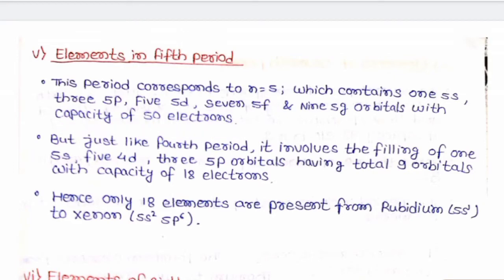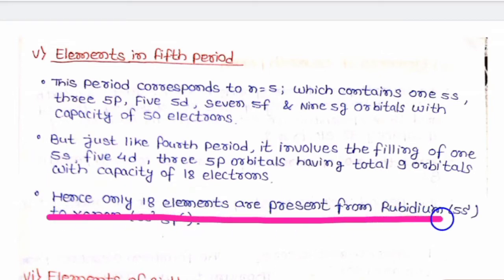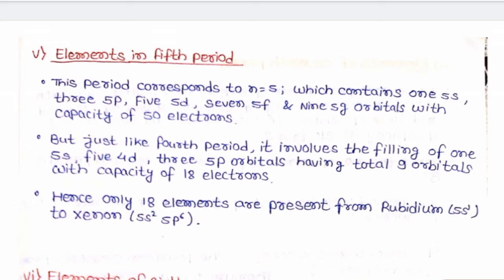But just like the fourth period, it involves the filling of one 5s orbital, 5 4d orbitals, 3 5p orbitals, having total 9 orbitals with capacity of 18 electrons. Hence, only 18 elements are present from rubidium 5s1 to xenon 5s2 5p6.